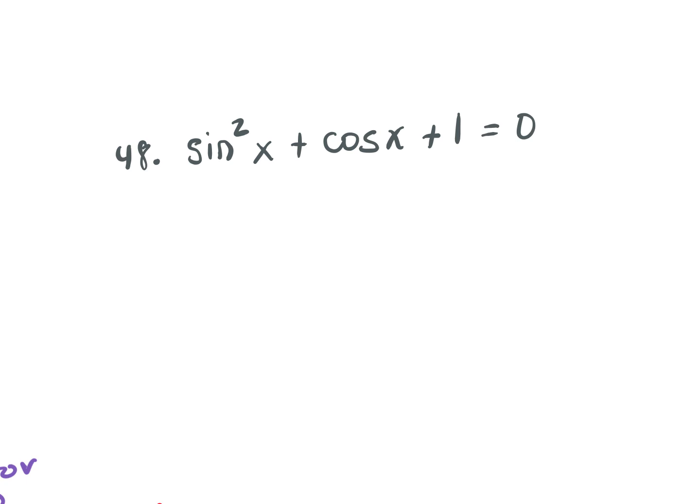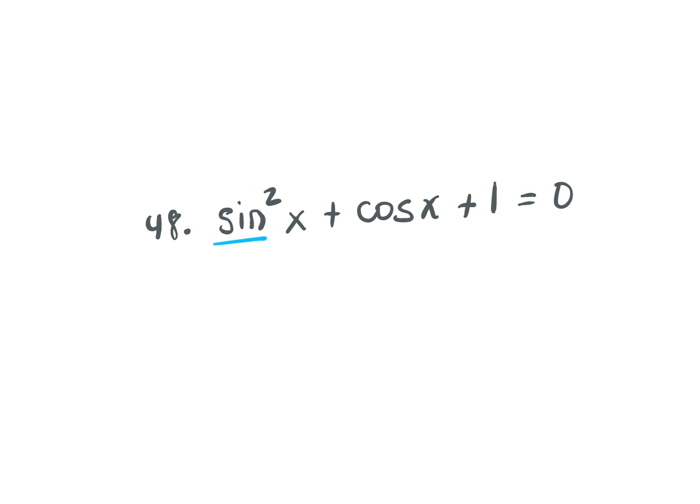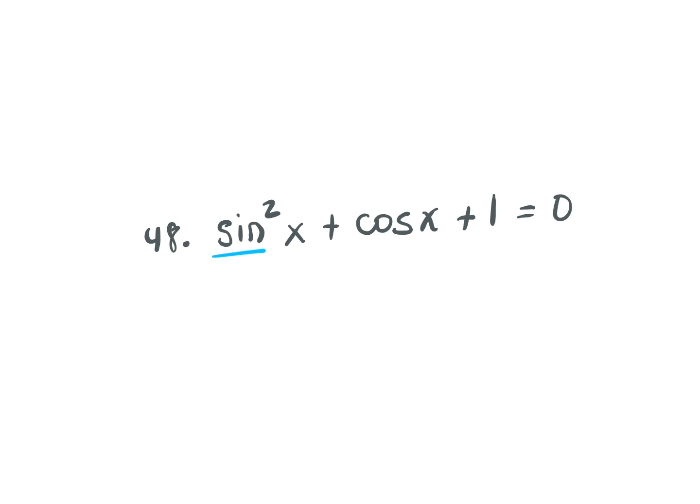We want to get our trig functions to be the same if we are going to factor. Sometimes you can take out the GCF without getting them to be the same, but here we don't have a GCF. So we need to change the sine squared. So anyone that's squared, you can change. You can't change cosine plus 1 because it's not cosine squared. So we're going to use our trig identity. We know that sine squared plus cosine squared is equal to 1.